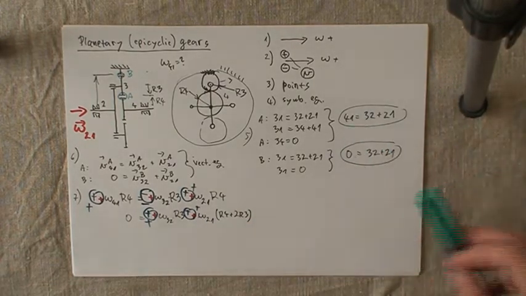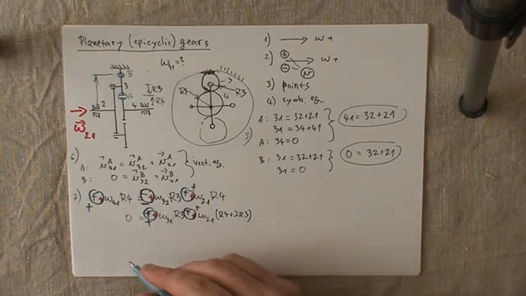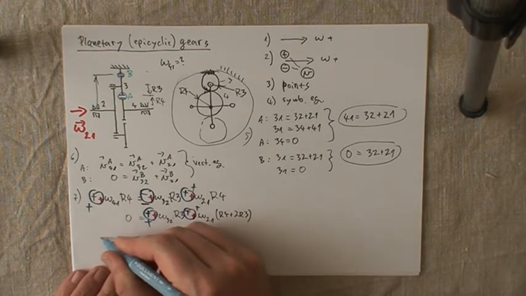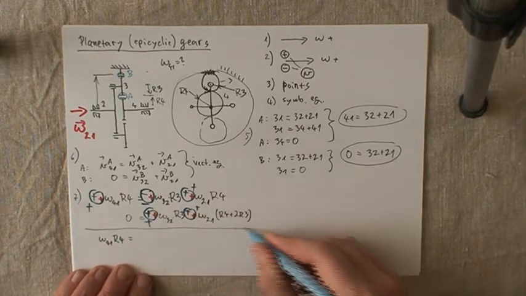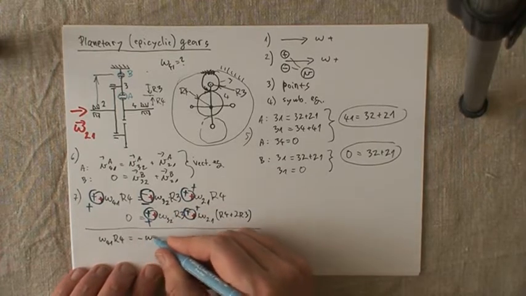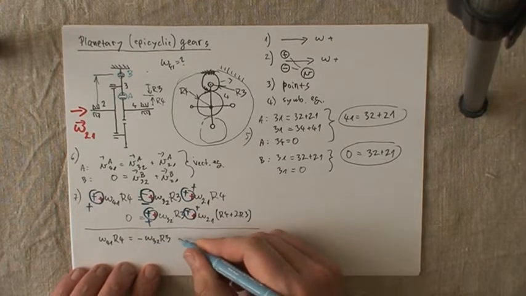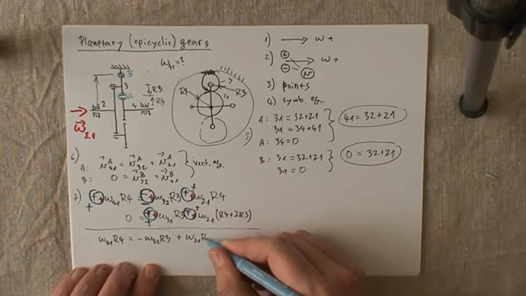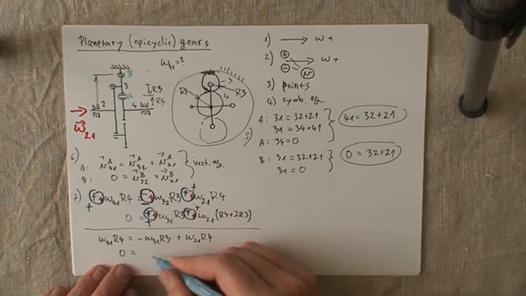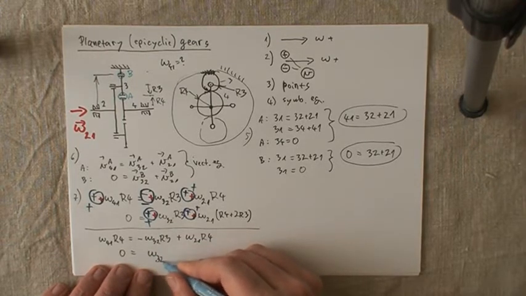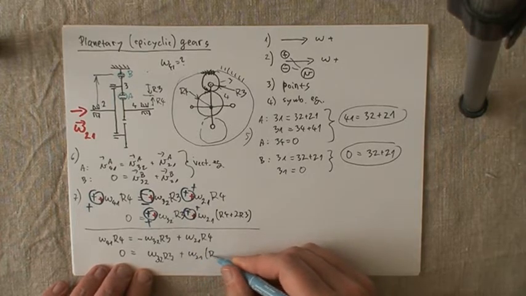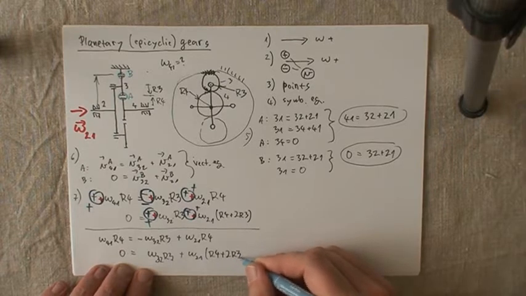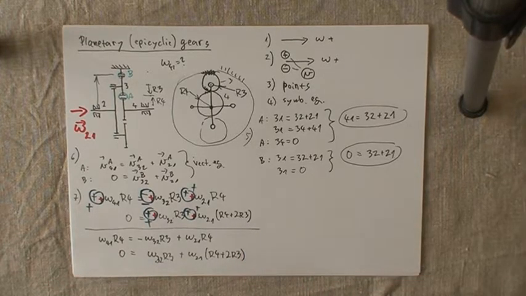Therefore, we can put together two equations. I will just rewrite it. So we will have omega 41 R4 equals minus omega 32 R3 plus omega 21 R4, and 0 equals omega 32 R3 plus omega 21 R4 plus 2R3. And what we get here is that we have two equations.